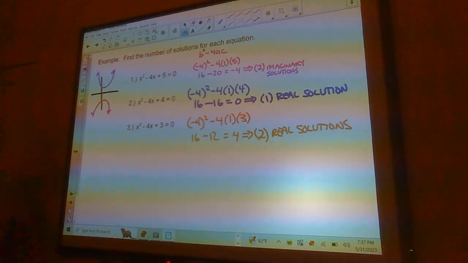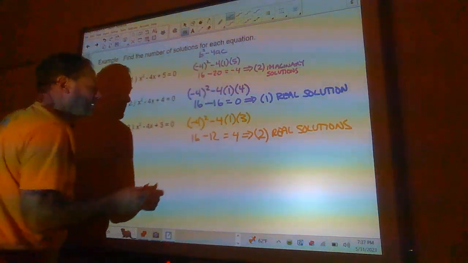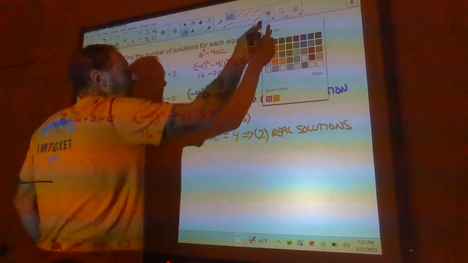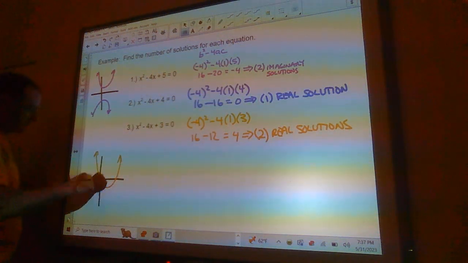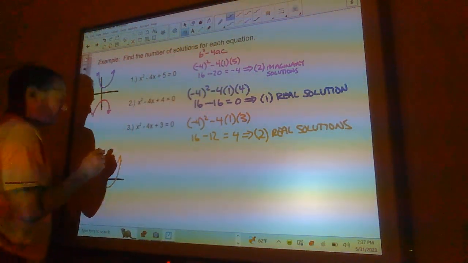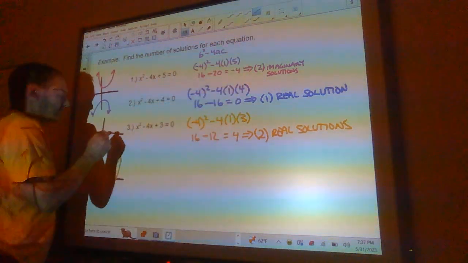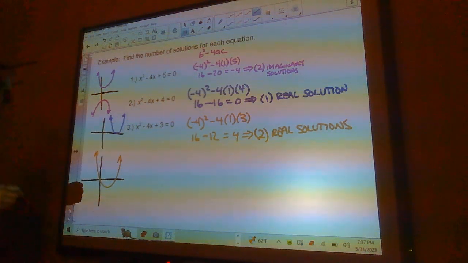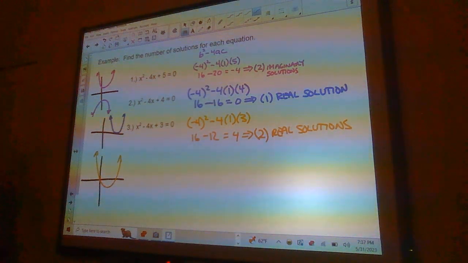Okay, so in this case, in the third case, you have something that looks like this, or it's upside down, it crosses the x-axis twice, and in the middle case, you had something that looked like this, where it came down and it touched and it went back up like that, or vice versa, it came up from the bottom, touched, and went back down.